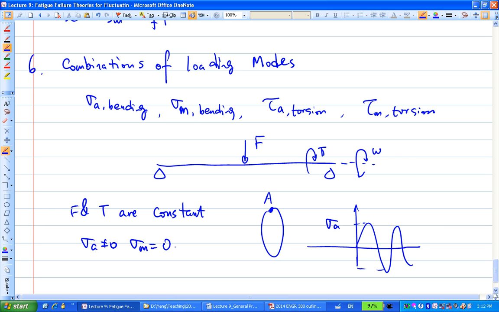So now you have the torsion T added on it, and T is a constant. If I talk about tau A and tau M, what would be the tau A value? If T is a constant, what does it cause? It causes a constant torsional shear stress, right? So this one here you would call tau M. So basically, tau A will be 0, and tau M is not going to be 0.